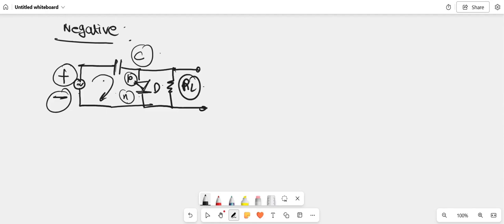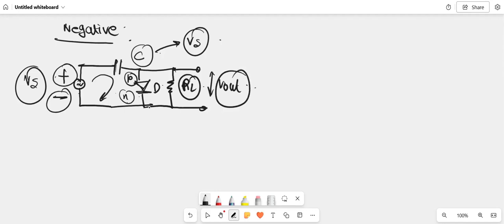So when the current gets shorted within the loop, the capacitor gets charged up to the peak value of this input AC voltage. Okay. Suppose the peak value is Vs. So the capacitor gets charged up to the peak value of this input AC voltage, right? And during this time, if we measure the output voltage across the load resistance, we won't get any kind of output.